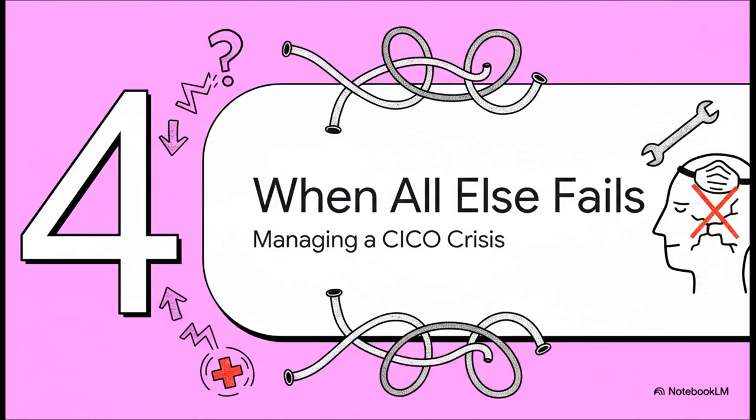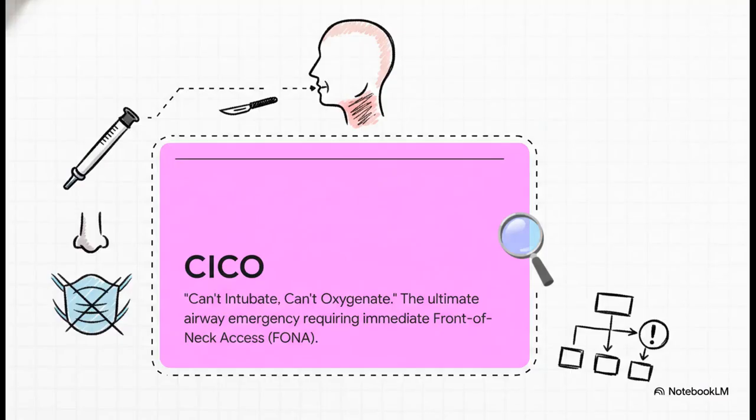So we've gone over the plan, the backup plan, all the tools, but what happens when you've tried everything and you just cannot get the airway? This is the ultimate airway emergency. CICO. Can't intubate, can't oxygenate. These are the 4 words we all train for, but hope we never, ever have to say. It's that critical point where you failed to pass a tube, and you can no longer get oxygen in with a mask or a supraglottic device.